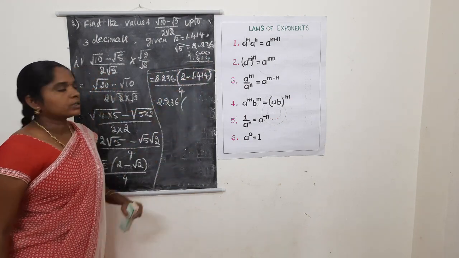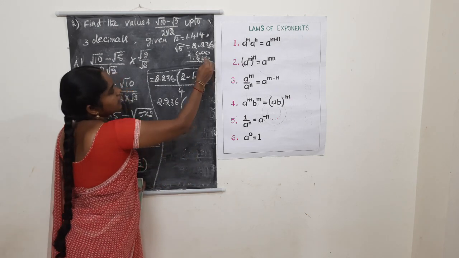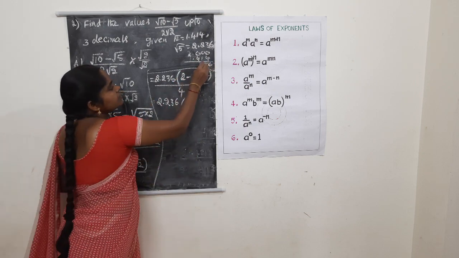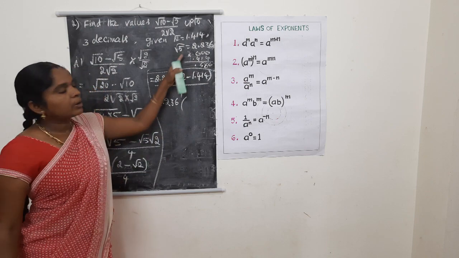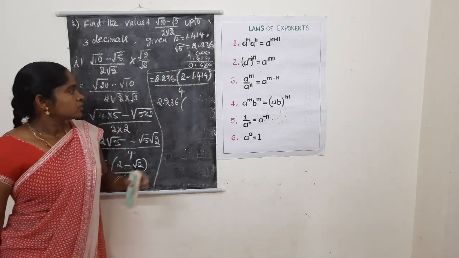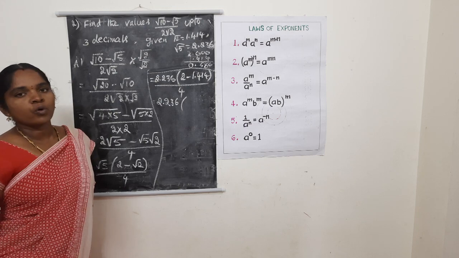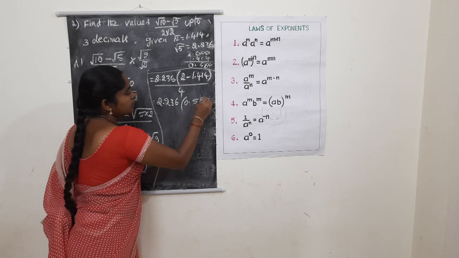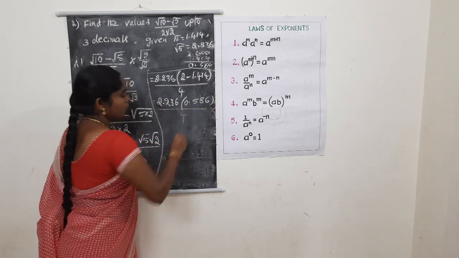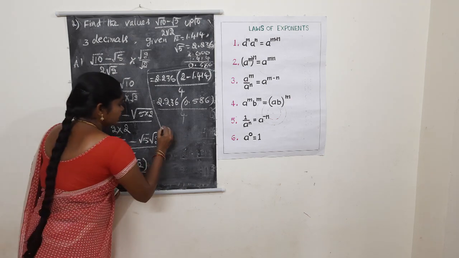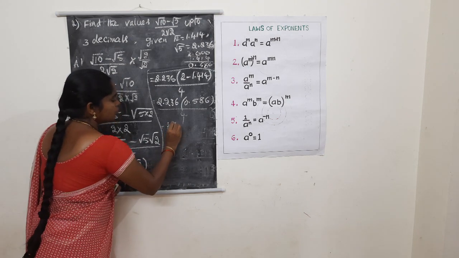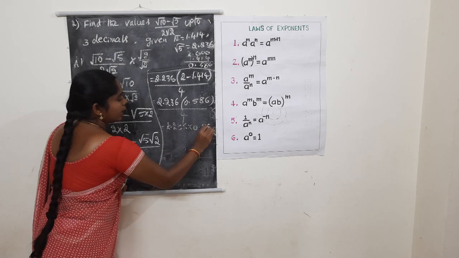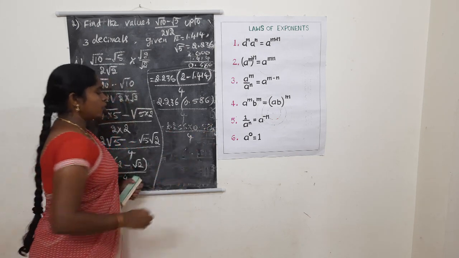So 10 minus 4 is 6. 9 minus 1 is 8. 9 minus 4 is 5. 1 minus 1 is 0. So 2 minus 1.414 value is 0.586 by 4. So this can be written as 2.236 into 0.586 by 4.